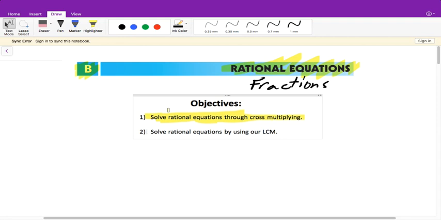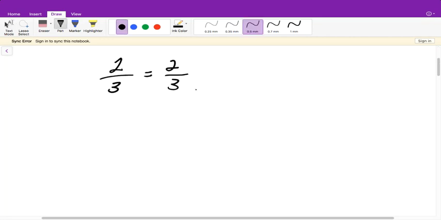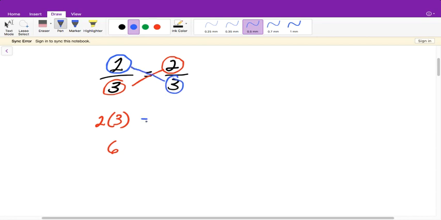Let's talk about a couple things first before we do any examples. The first thing we're going to talk about is if I give you two fractions and they're equal, 2 over 3 is equal to 2 over 3. We know that. One of the ways that we can check to see if they are equal is that we can multiply one of our numerators with the opposite denominator. So we can multiply across 2 times 3, and that is equal to 6. And then we multiply the other numerator with the other denominator. We cross multiply again, and 2 times 3 is also equal to 6.